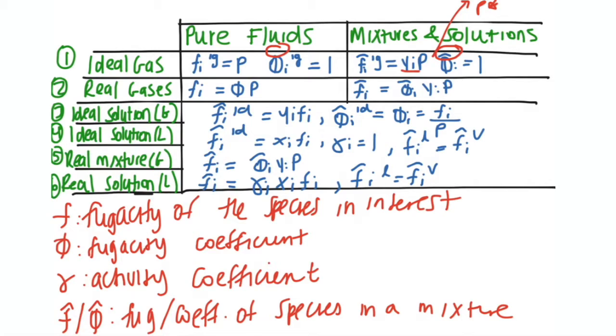Then number 2, if your assumption is that you have real gases and a pure fluid, so just one species, then fugacity is equal to the fugacity coefficient times pressure. And if you have a mixture solution, the fugacity of the component in the system is going to be the fugacity coefficient of the species in the system times the partial pressure of that species. And then for number 3 to 6, it's all solutions and mixtures, so you can forget about how I've divided it on the left-hand side.